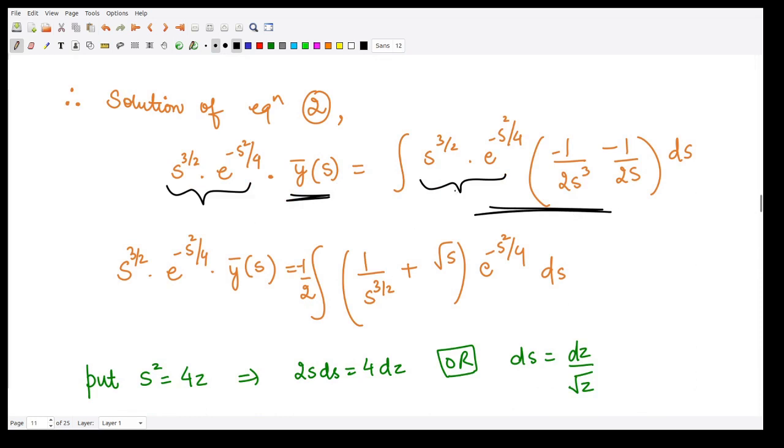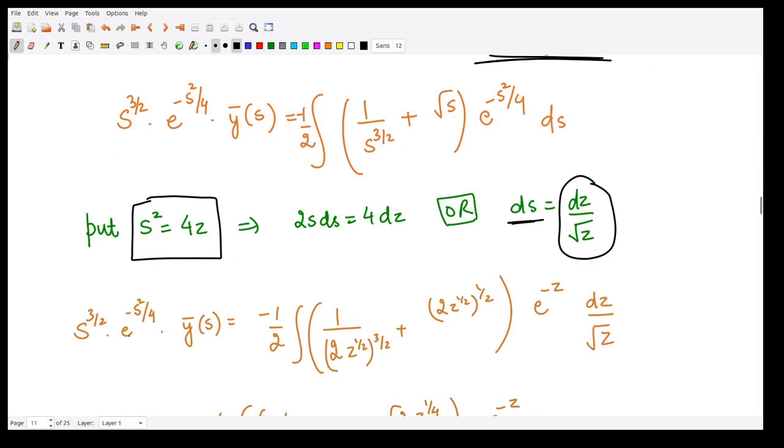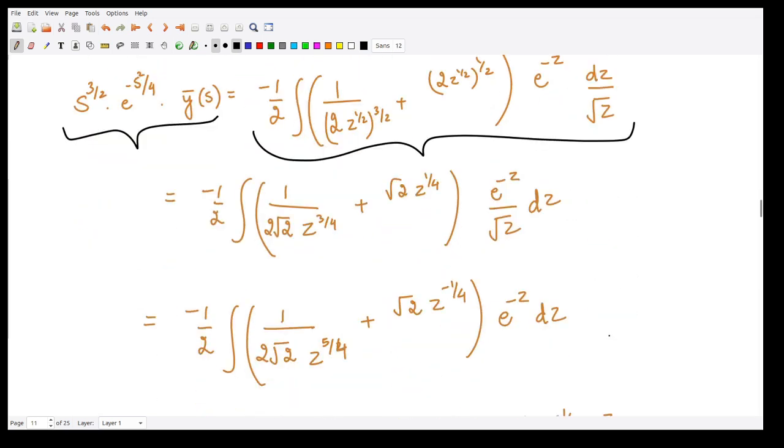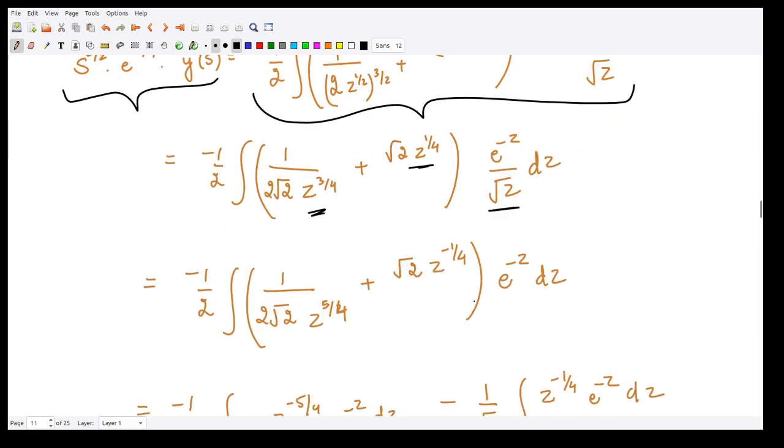So what do we do? We multiply the terms containing s, and then we make this substitution: s square is equal to 4z. So when you make the substitutions, your ds becomes equal to dz by square root z. So you can substitute all these quantities here. Your left hand side would remain unchanged, but you are making the substitution on the right hand side, so this becomes equal to this particular quantity, right? So now you just have to solve these powers, and simplify all these powers, and then your expression would be something like this.